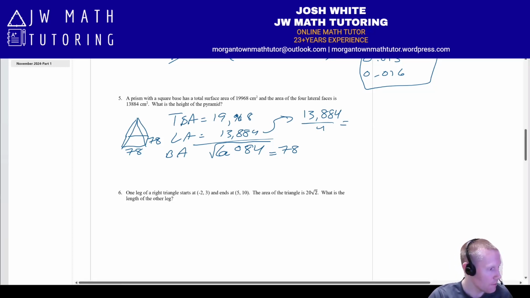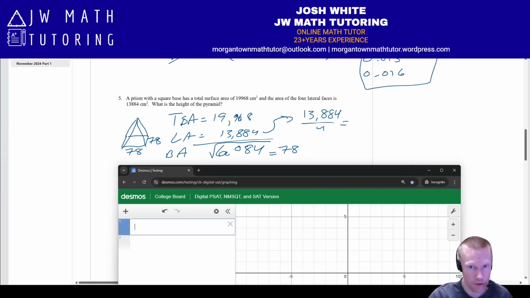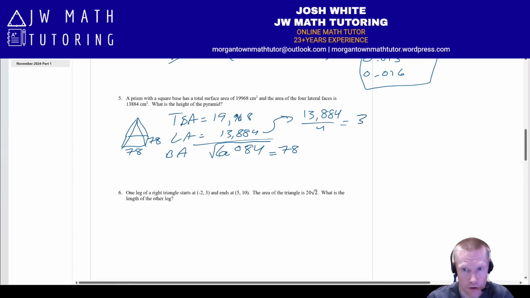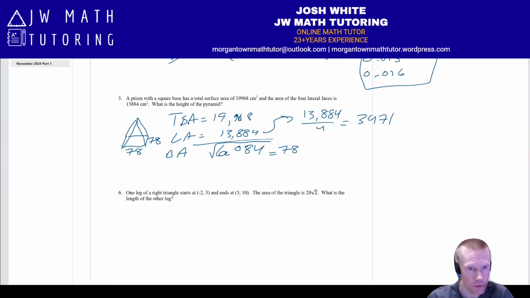All right, so now let me just jump into Desmos just to make sure calculations are correct. So each triangular face has an area of 3471. And if you look at a triangular face now, its base is 78 and its height right here is technically the slant height of the pyramid. It's usually abbreviated with the letter L. And that's equal to the area of one of these faces.